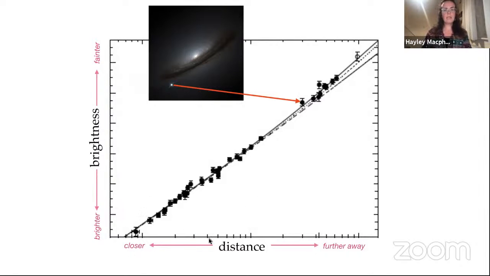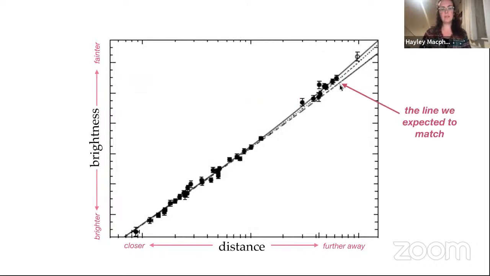So these objects down here are both closer to us and also brighter. And these ones over here are both further away and also fainter. Makes sense, right? And so based on the simple model, our simple smooth universe model, this is the line that we expected the data to match. So this one down the bottom here.